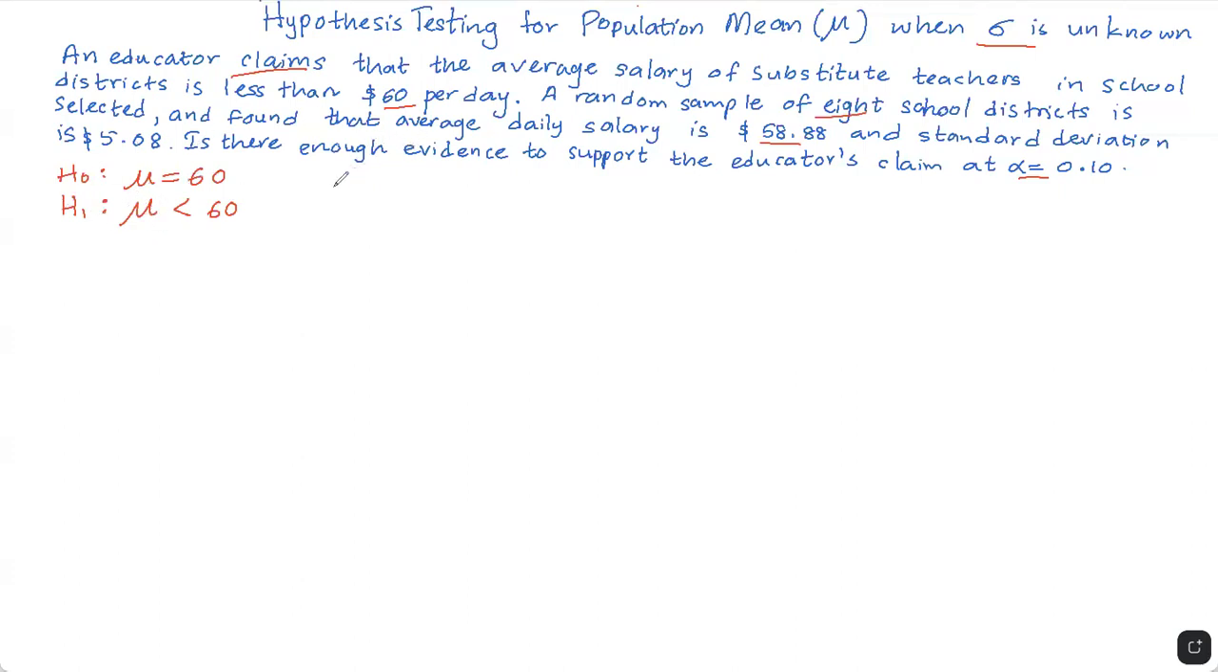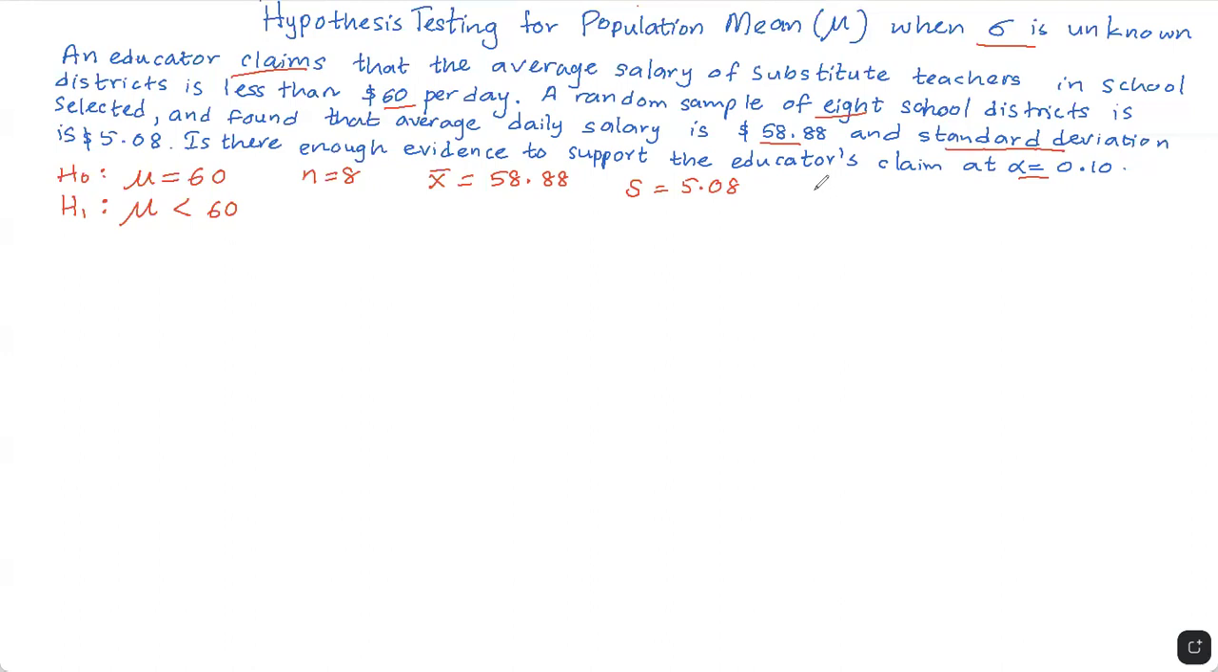And now let's look at the information here. A random sample of 8. So the sample size n equals 8 is selected and found that the average daily salary, so the sample mean equals 58.88. And standard deviation is 5.08. As you can see, this standard deviation is from the sample. Therefore, we use the notation for sample standard deviation S equals 5.08.